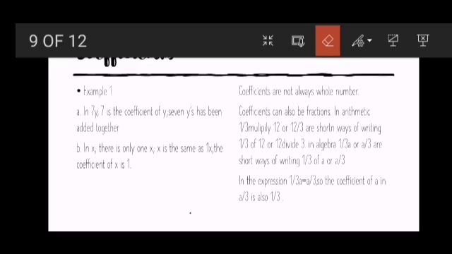So let's just be quick. Coefficients are not always whole numbers. They can also be fractions. In arithmetic, 1/3 multiplied by 12, or 12/3, is a short way of writing 1/3 of 12, or 12 divided by 3. In algebra, 1/3a, as I told you, there is a 1 at the front of that a, so it's the same thing as writing 1/3a, or it can also be a/3.